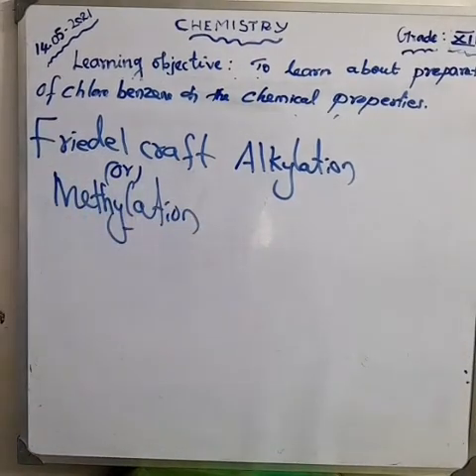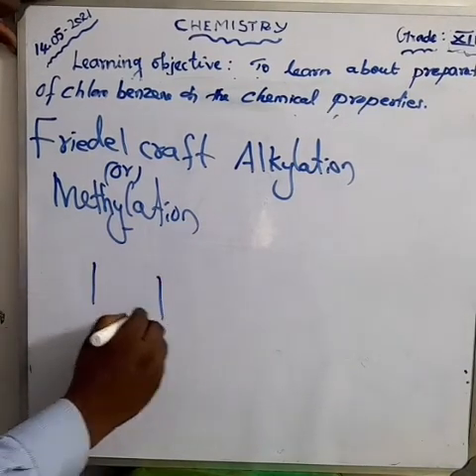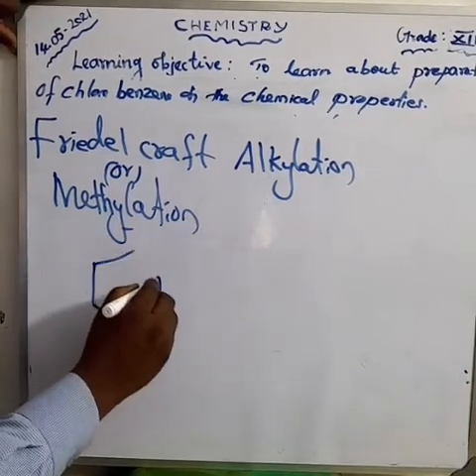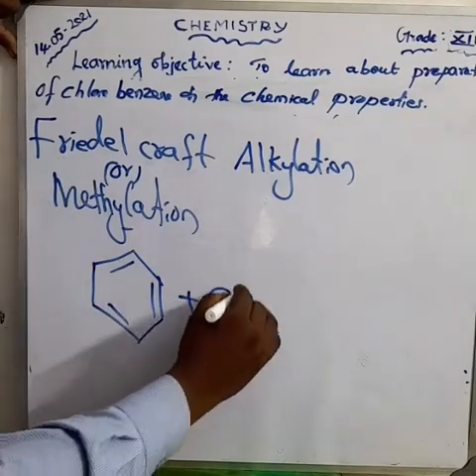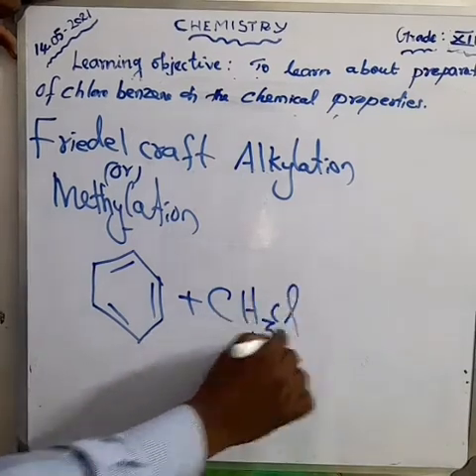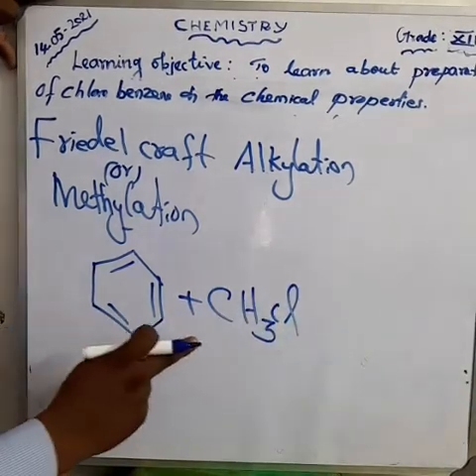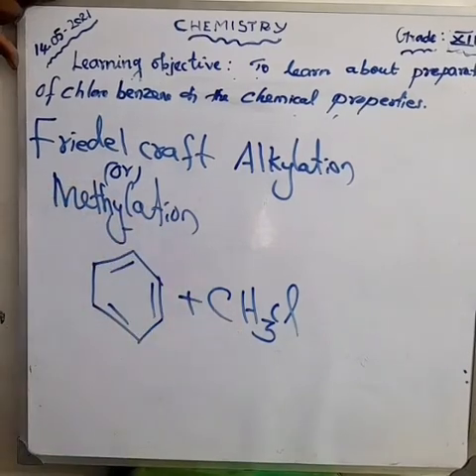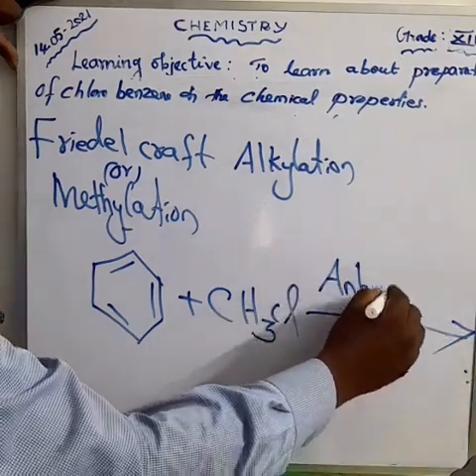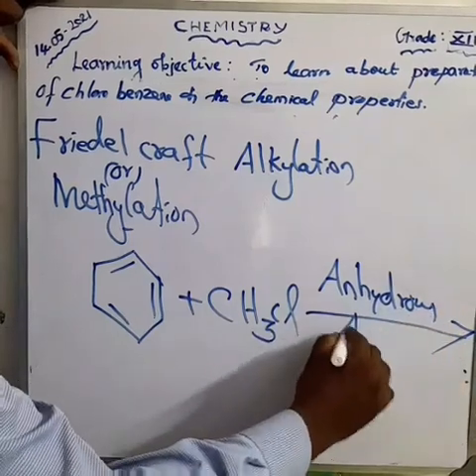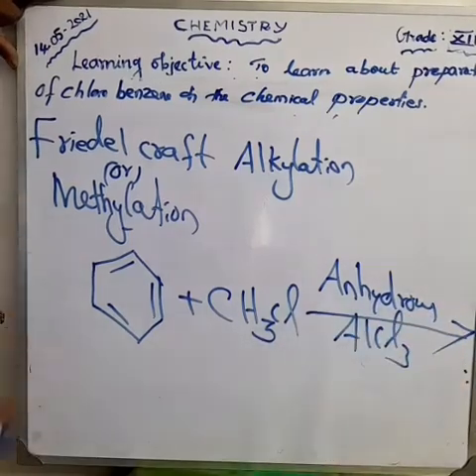Okay. Benzene. This is the benzene. Am I right? This benzene reacts with methyl chloride. What's the name of the compound? Methyl, CH3 means methyl. Methyl chloride, in the presence of anhydrous aluminum chloride, AlCl3. So what are the products obtained here?